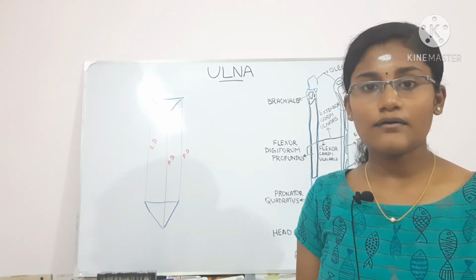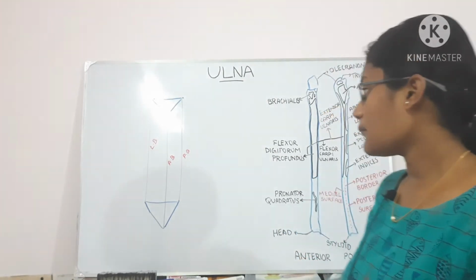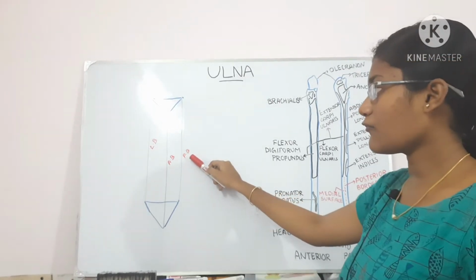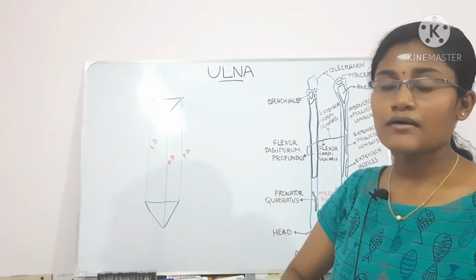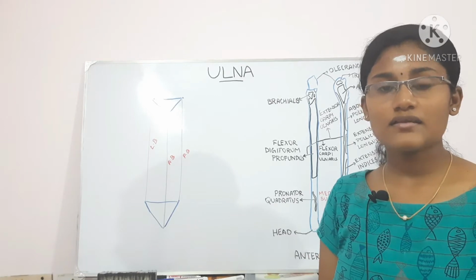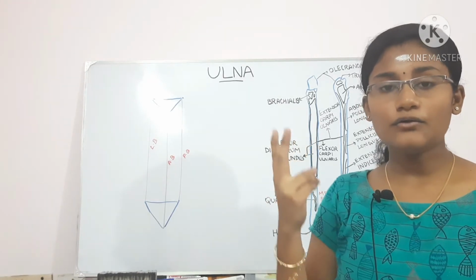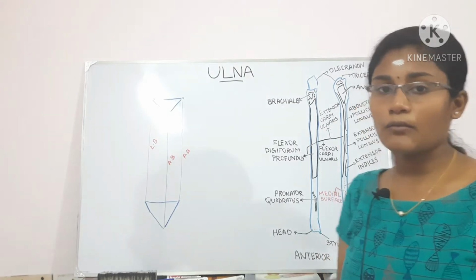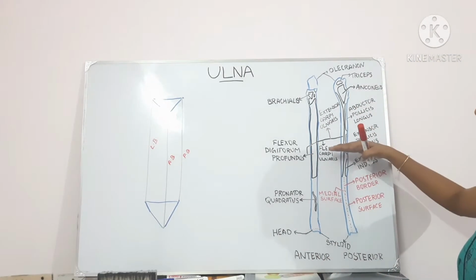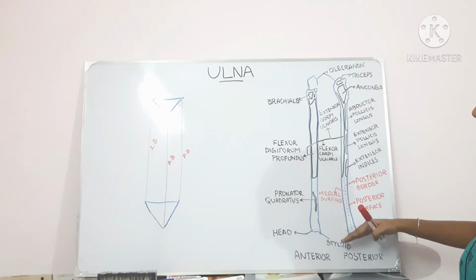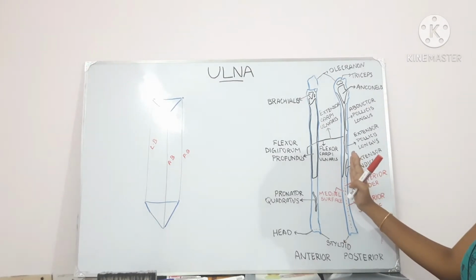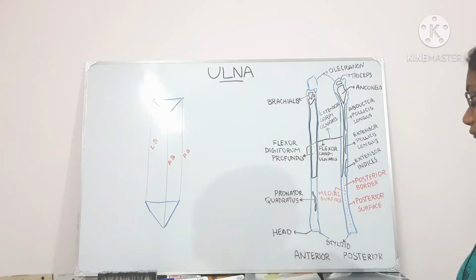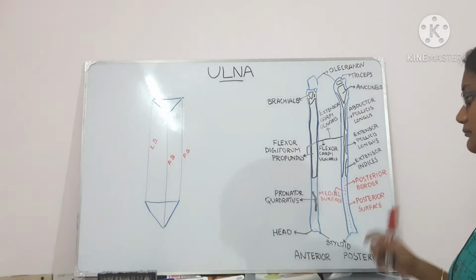Now let's talk about the posterior surface. The posterior surface is present between the posterior border and the lateral border, and the posterior surface is divided into three parts by two lines, that is the oblique line and the vertical line. The oblique line divides the posterior surface into an upper part and a lower part, and the vertical line divides the posterior surface into a medial part and a lateral part.